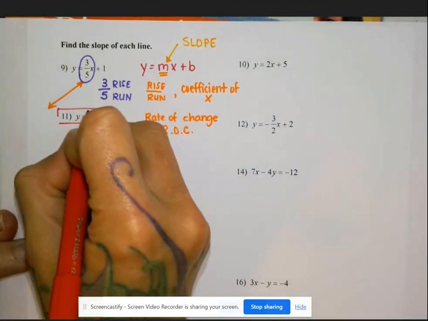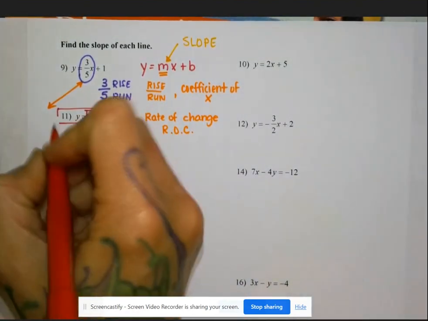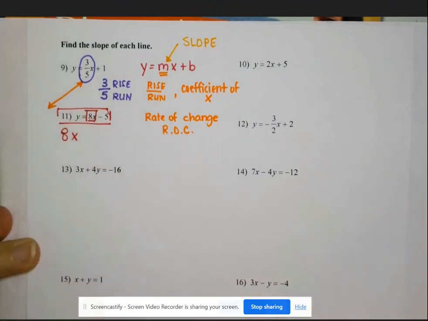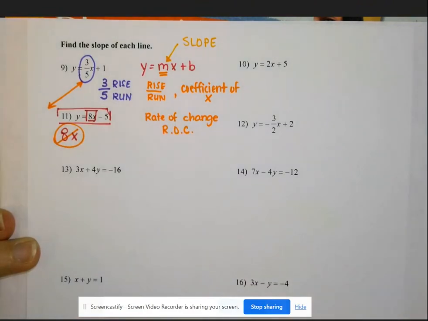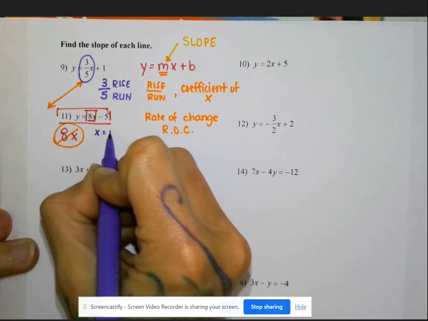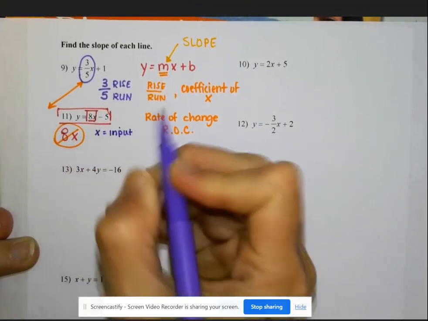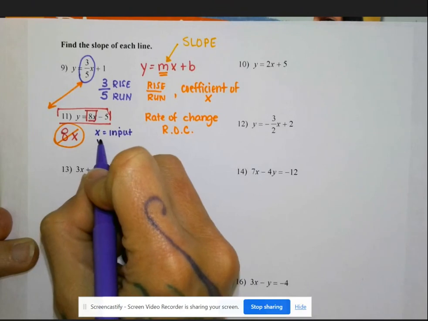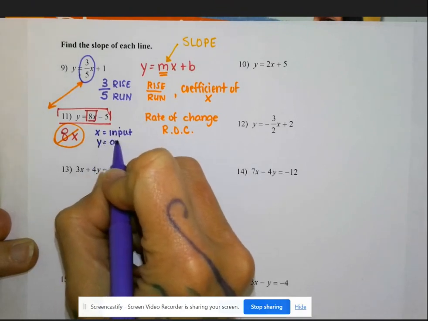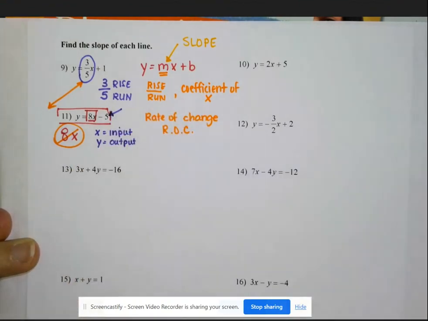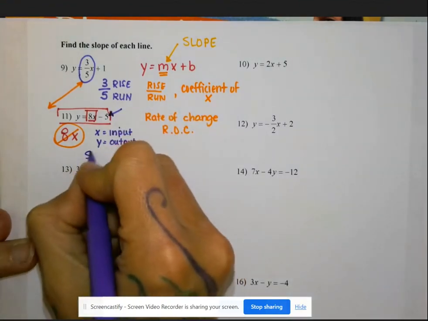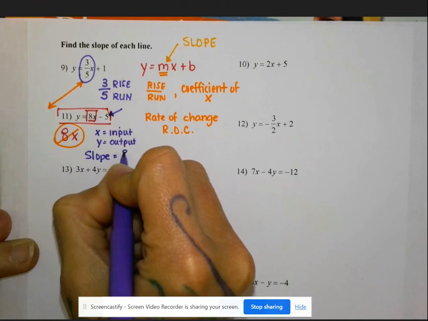Okay, so it is definitely 8. Now, what I need you to do, 8x is not the slope. I will count it wrong. So hear me clearly. 8x is not the slope. X is input. It has a job. Y is output, like we talked about last week or earlier in the week. They have jobs. This is our y-intercept. It has a job. So slope is only 8.